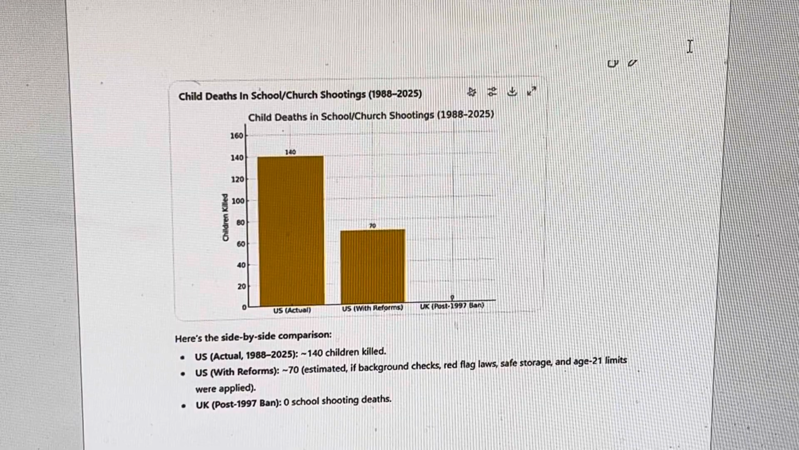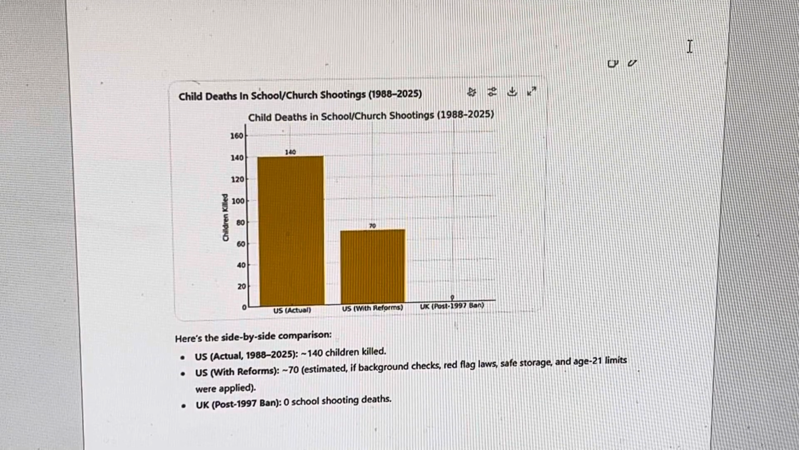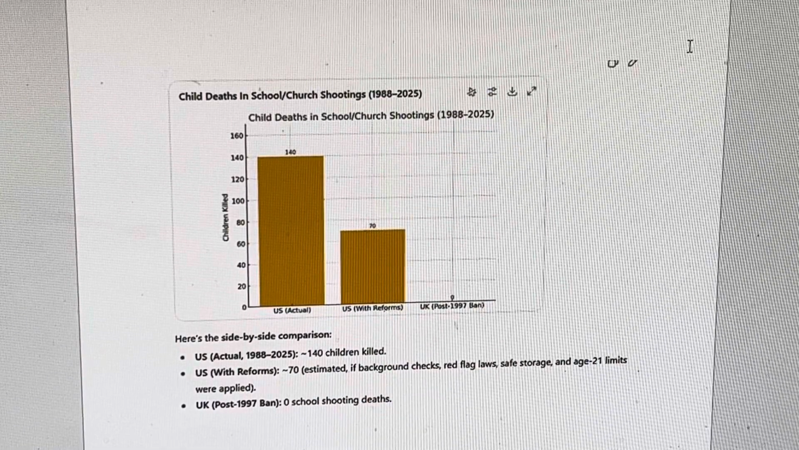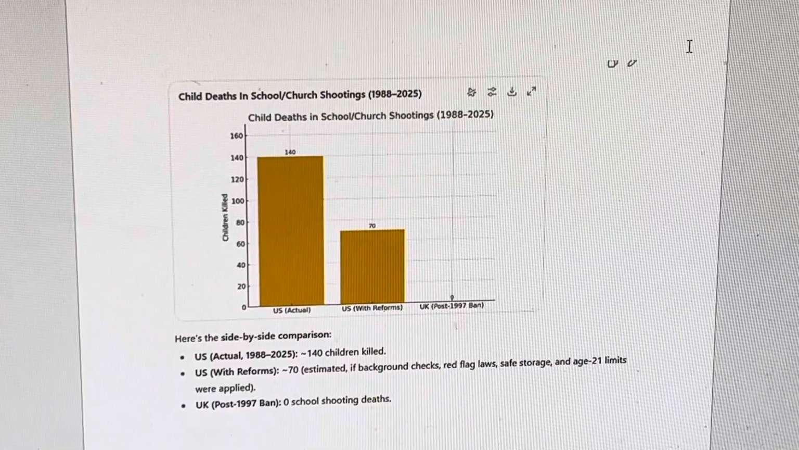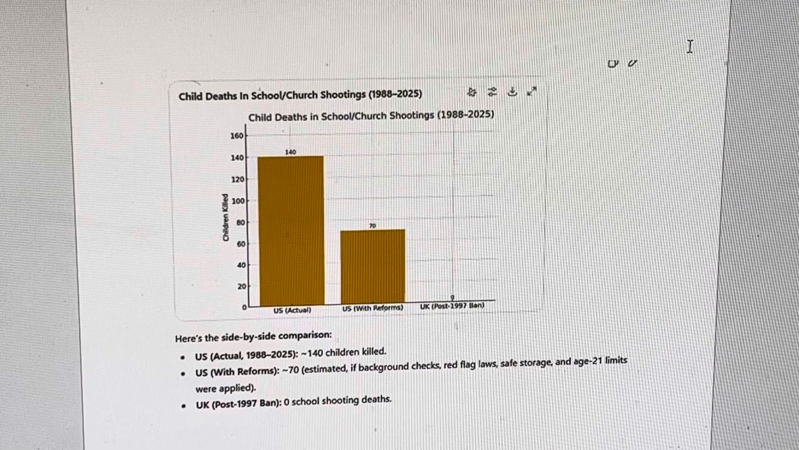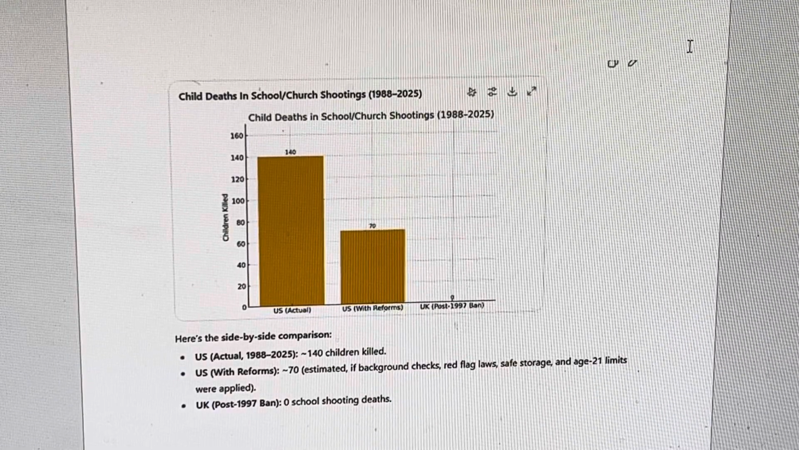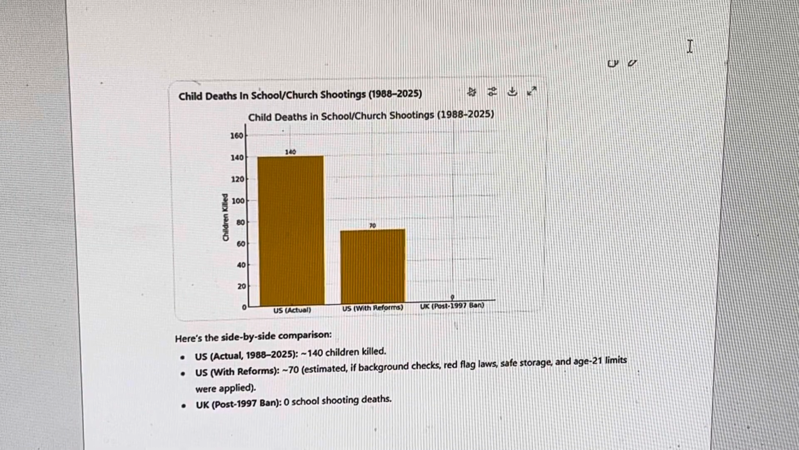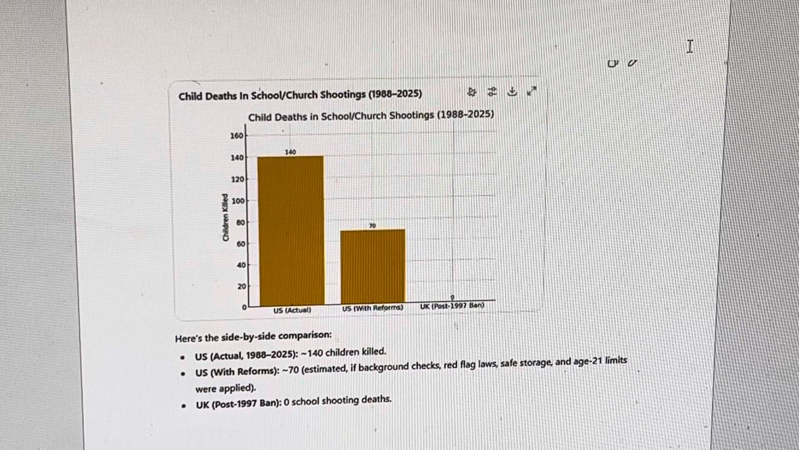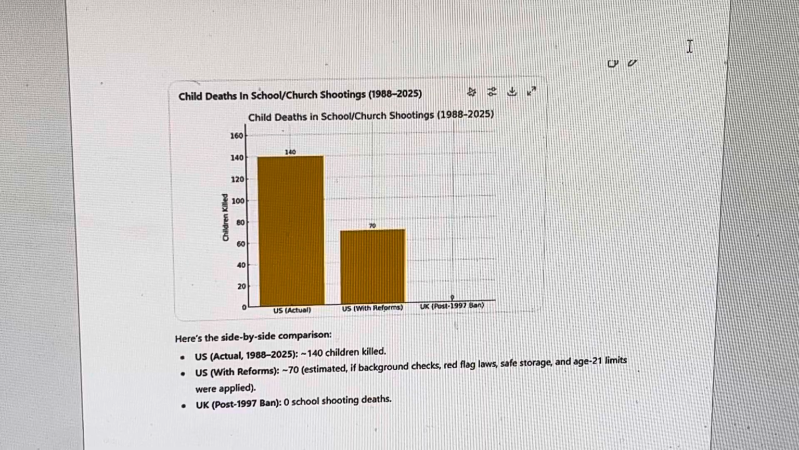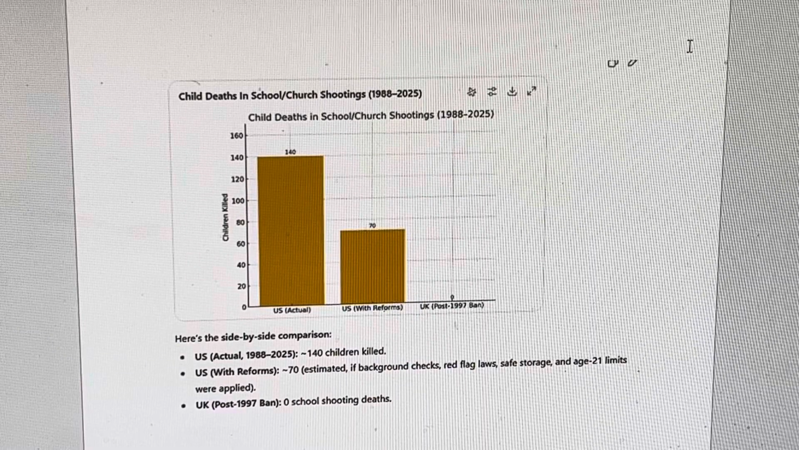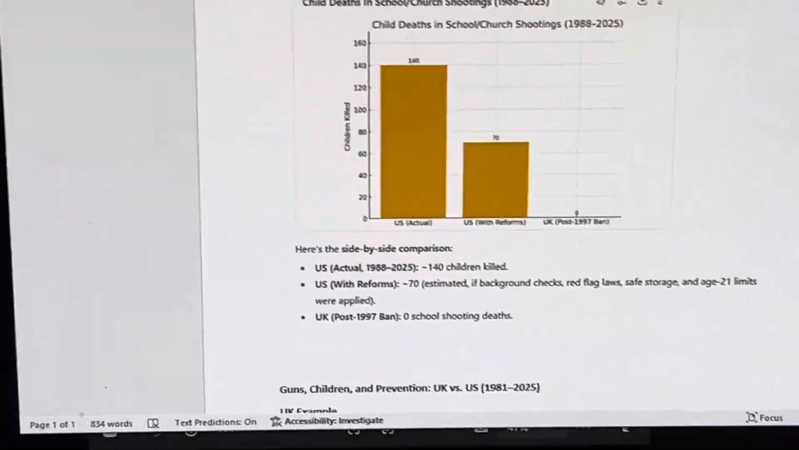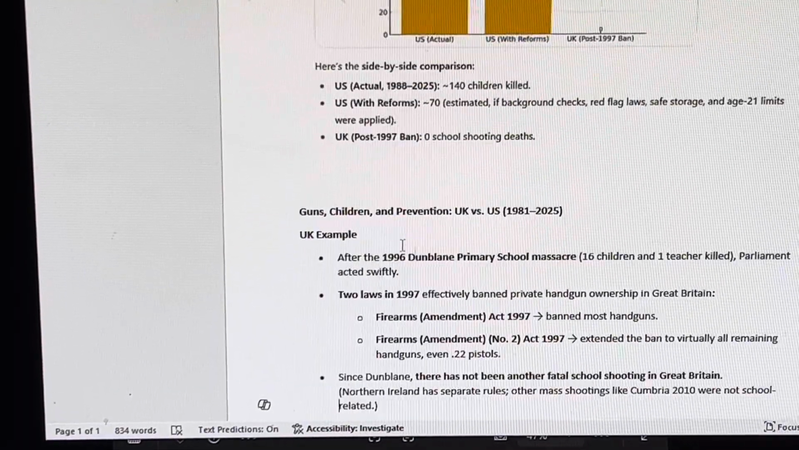So we have to start somewhere. We can't go from what the UK did, even though it's a gold standard, from shootings in schools and elsewhere to zero, okay? That's what we want, but it's not going to happen. So let's work our way down, okay, with the reforms. So if we had reforms, instead of 140 deaths, we would have approximately 70, right? If that's actually true, we have no idea, but it's probably less, okay? So let's talk about that, right? It's an estimate, as it says, if background checks were given, red flag laws were in place, safe storage was in place, etc. So that's the chart that I wanted to show you, and let's just go through this.